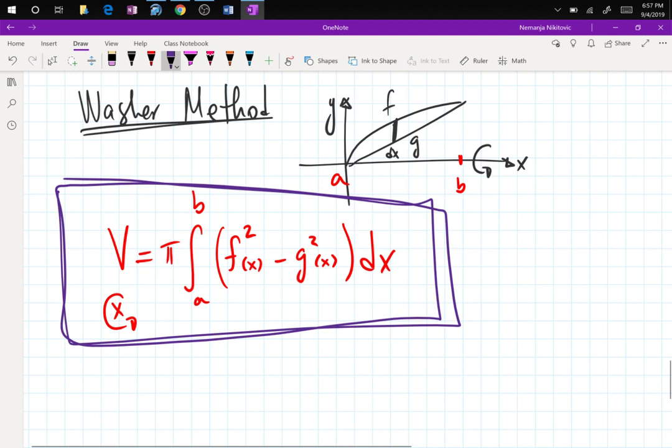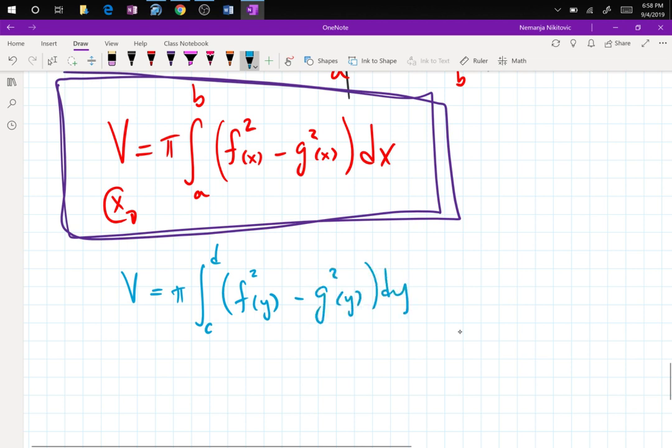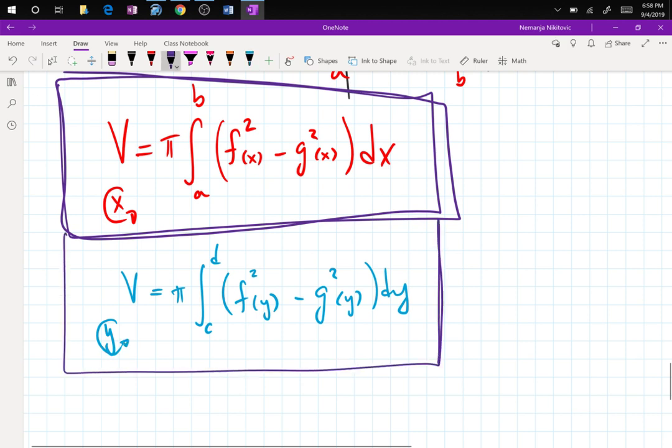Change all x's into y's, and you have your vertical formula. So here it is, the blue companion. V equals pi integral from c to d of f squared of y minus g squared of y dy for rotation around y, and that would be the vertical case.